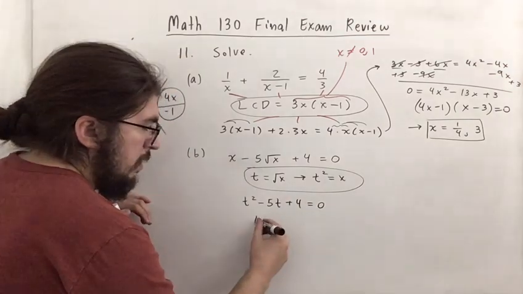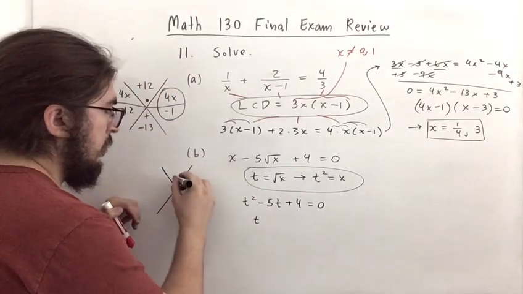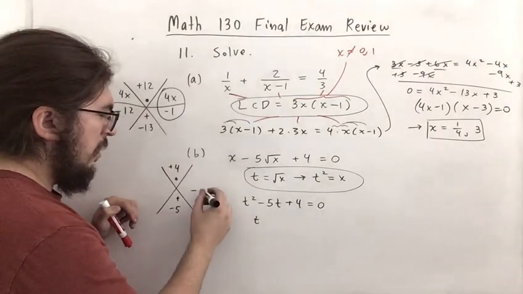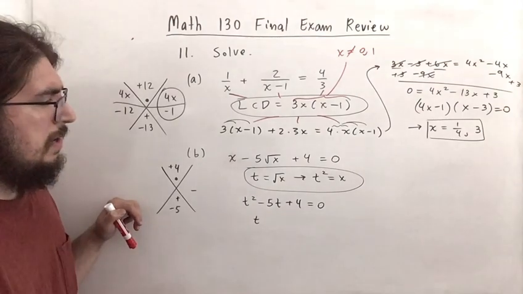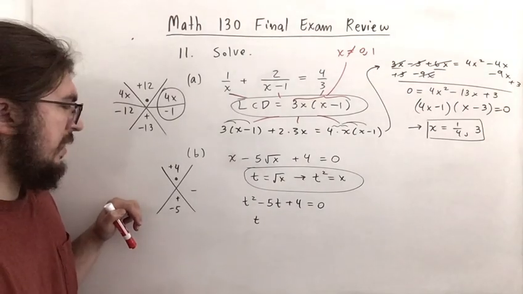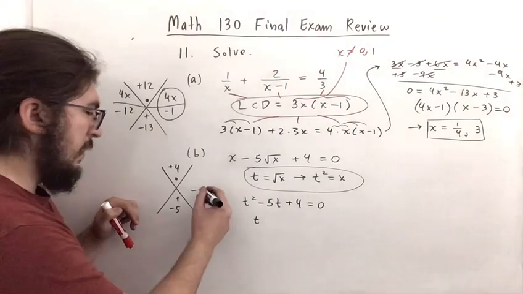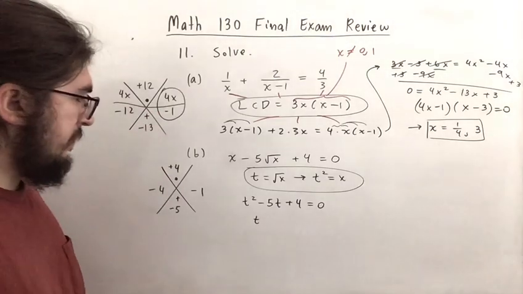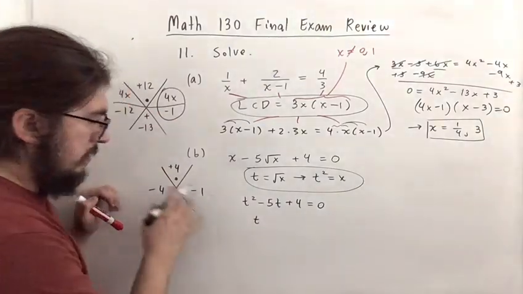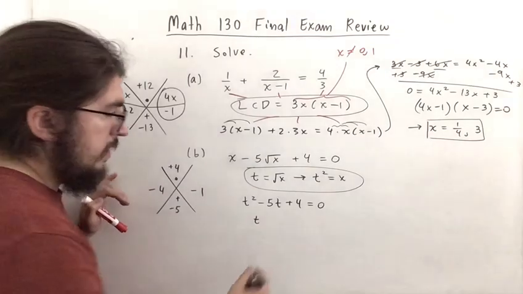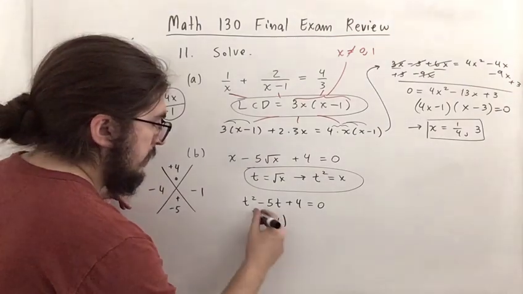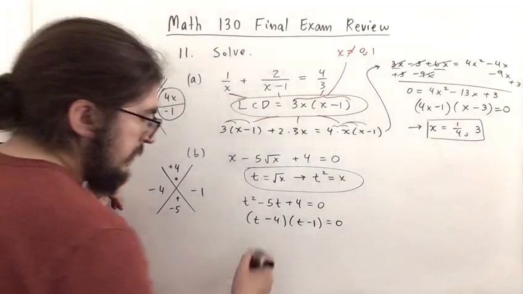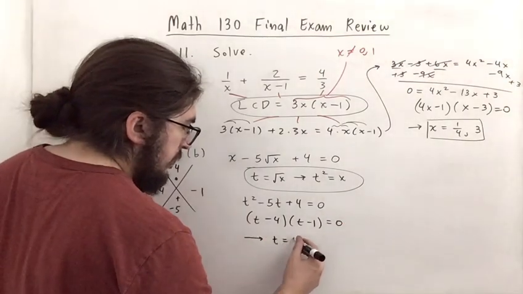So factoring, the two numbers that multiply to positive 4 and add to negative 5 are, well, let's see, does it even work out actually? Yeah, I'm sorry, it works out. It's negative 4 and negative 1. So again, similar to this, double negative. So right, that works. They multiply to positive 4, add to negative 5, good. So we get t minus 4 times t minus 1. So that means t is either positive 4 or positive 1.